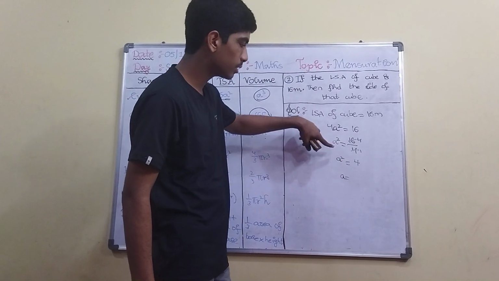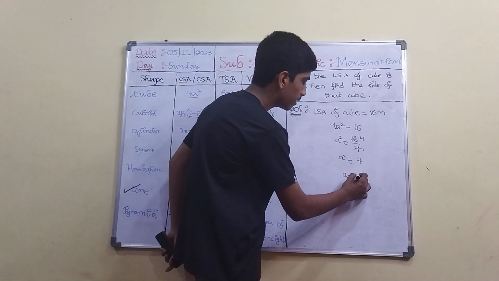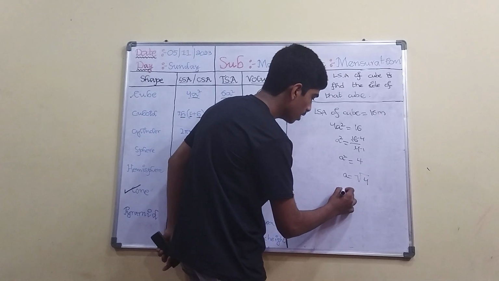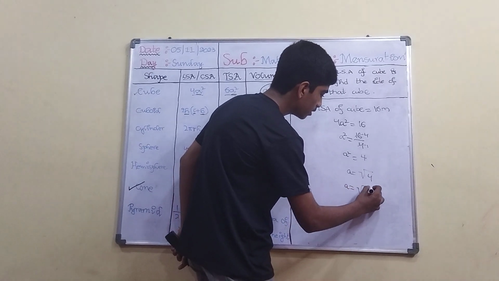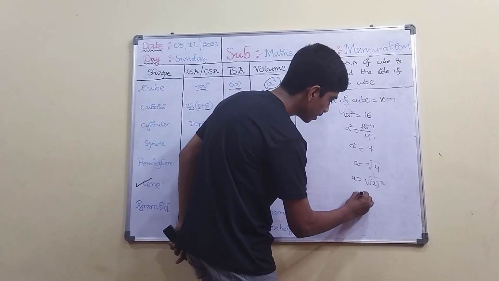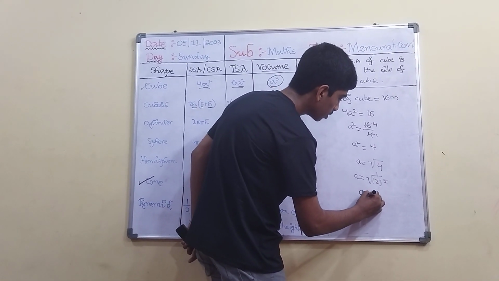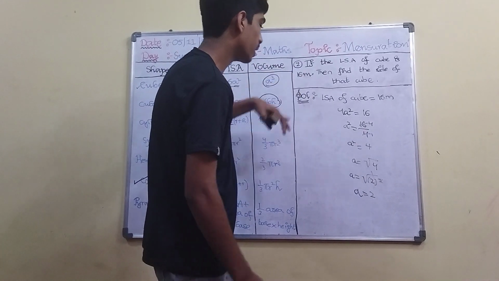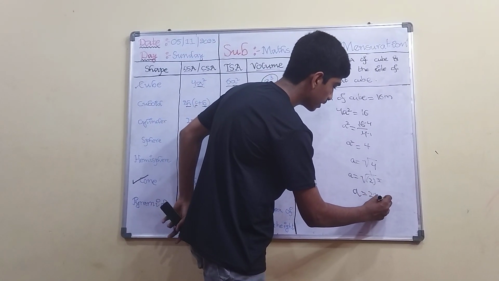And a is equals to... the square is on the left hand side. If you transpose the square to the right hand side, it will become root 4. What is root 4? 2 square can be written as 4. So here the square and root will get cancelled. a will become 2. What are the units here? Meters. So we have to write in meters. 2 meters.